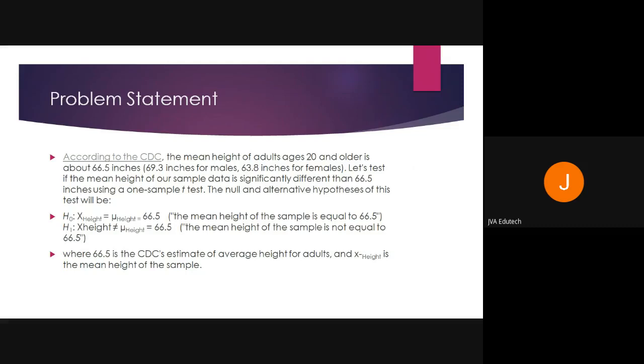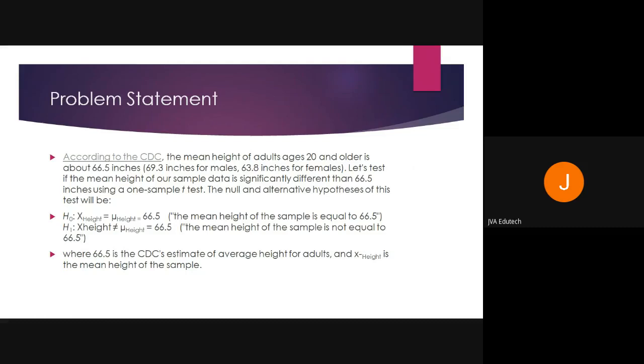Now we have taken the height of people from our sample, and let's test if the mean height of our sample data is significantly different from this 66.5 inches. This could be done using one sample t-test. Already I've told that one sample t-test is used to test, if there is some existing statistic from a population and you calculate the same thing on your sample, whether it is significantly different from what is suggested by the study from the population or not.